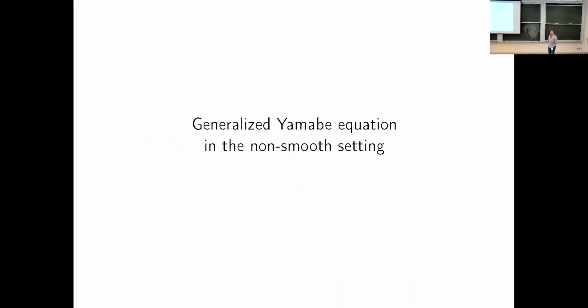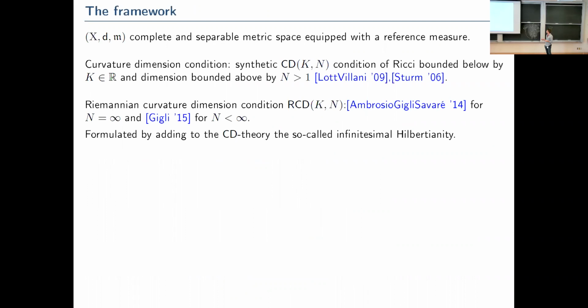So I want to bring all this in a non-smooth setting, and this for two reasons: to propose an existence theory and to get some smooth applications also. Let me start by saying what for me is the singular setting. So it's a complete and separable metric space with a reference measure, which plays the role of volume measure.